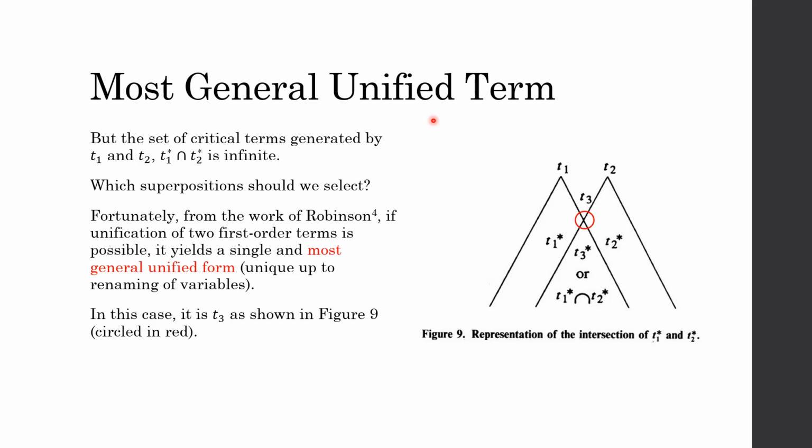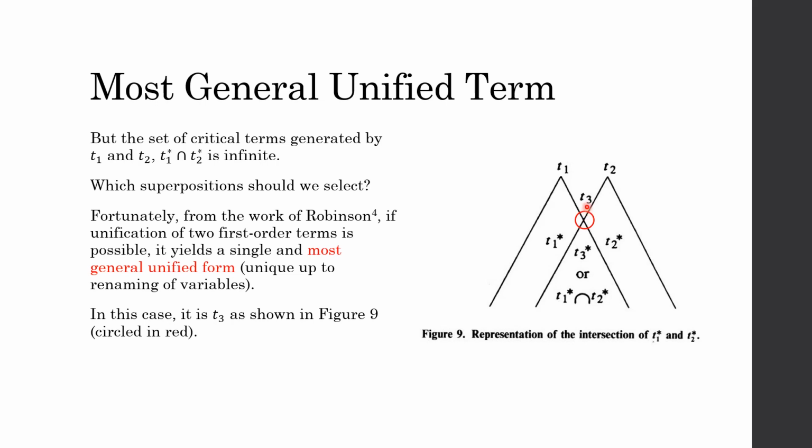Fortunately, by the work of Robinson, if unification of two first order terms is possible, you get a single, most general unifier, up to renaming of variables. So in this case, let T3 star represent this T1 star intersect T2 star. There will be a peak over here. So this is T3, and this T3 is the most general unified term.